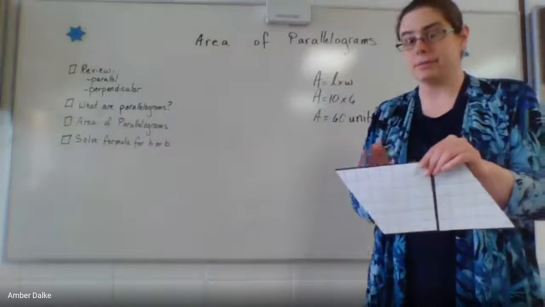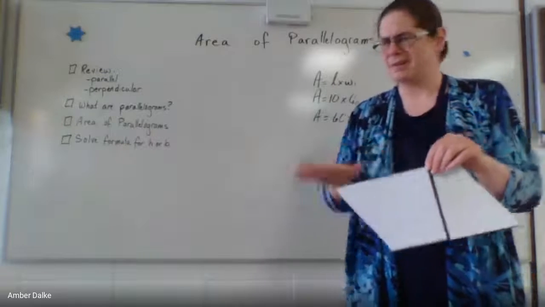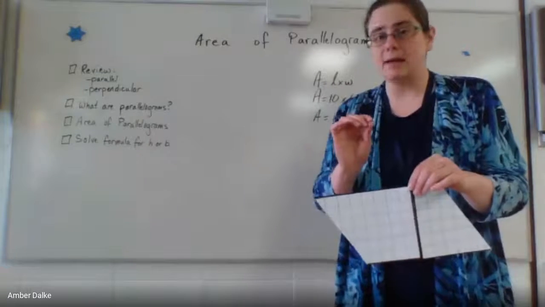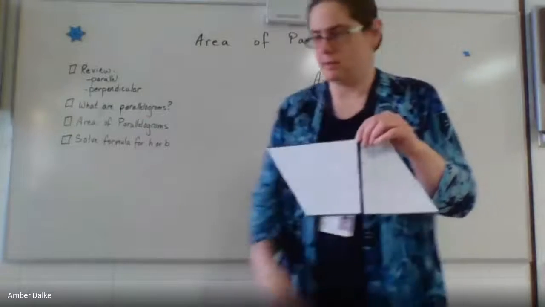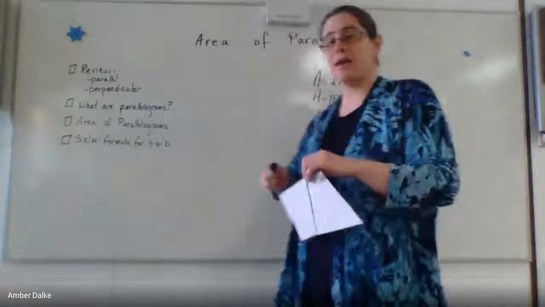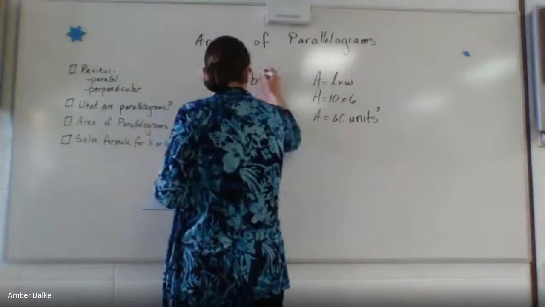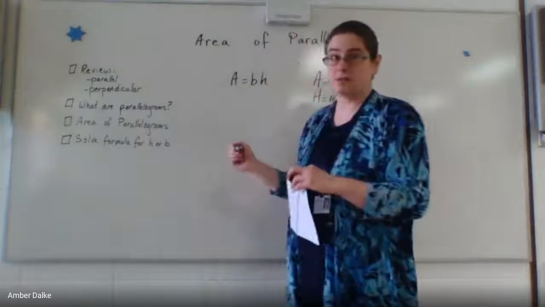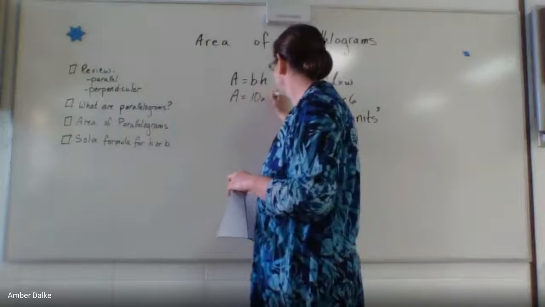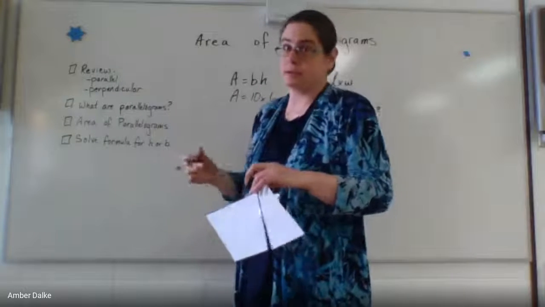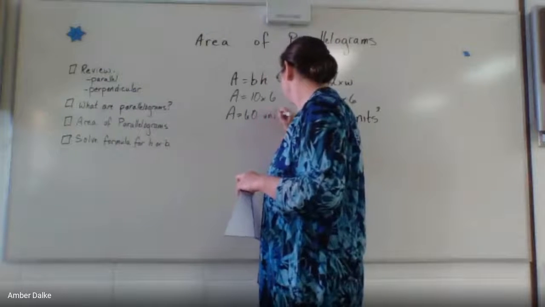And here's the interesting part. We're no longer going to talk about length and width because width doesn't work. Instead, we're going to talk about the base of the shape and the height of the shape. So our new formula is area equals base times height. The substitution step will look exactly the same. Area equals 10 times 6. And of course, our answer is the same as well. Area equals 60 units squared.